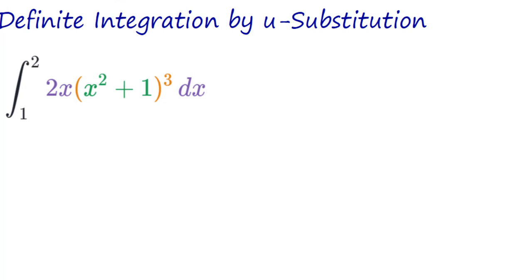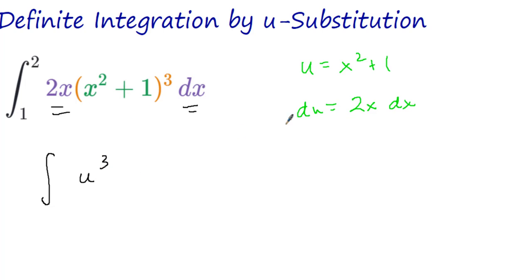We have this function. It's not a straightforward function, so we have to use u-substitution, but now it's a definite integral. It's not indefinite. We're going from a limit of 1 to 2. We're trying to take the area of this function from 1 to 2. So we're going to have to do u-substitution. So u is equal to x squared plus 1, which means du is equal to 2x dx. And boy, that works out great, doesn't it? Because I have 2x dx sitting right here, which means we're going to take the integral of our u value to the third power, and 2x dx is du.